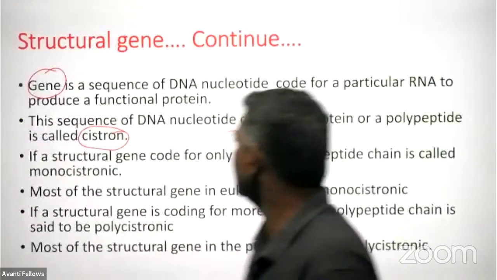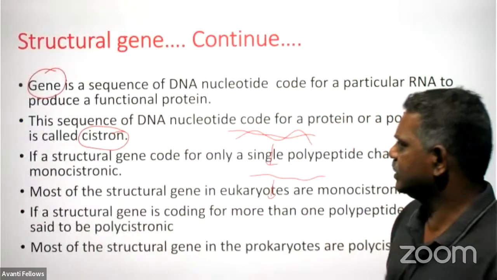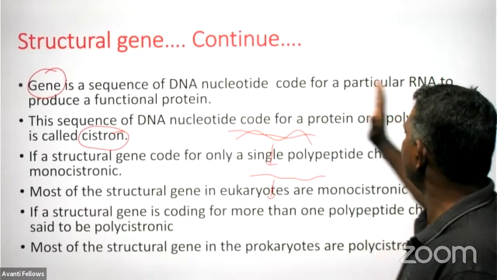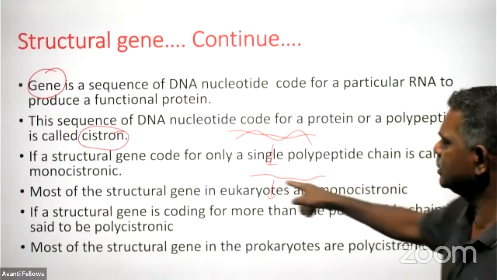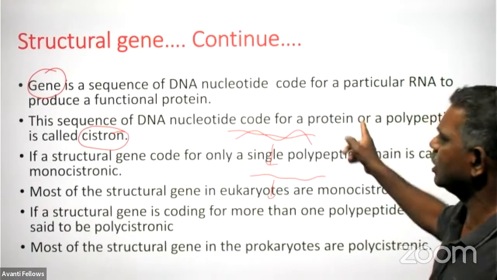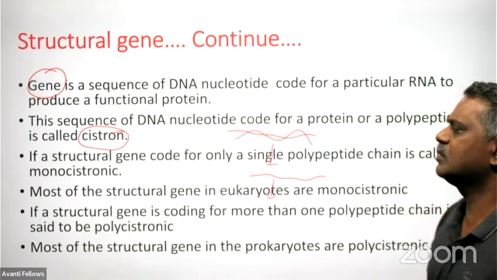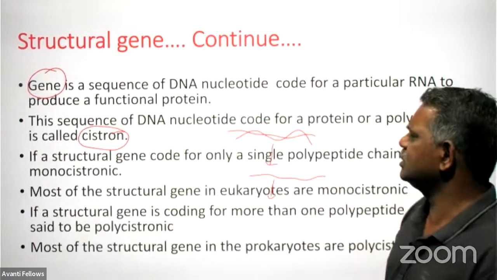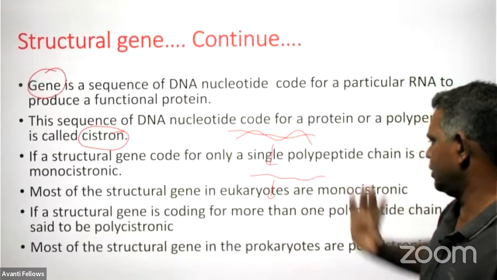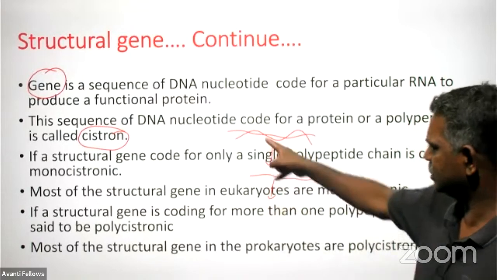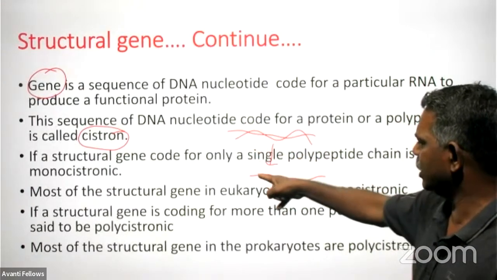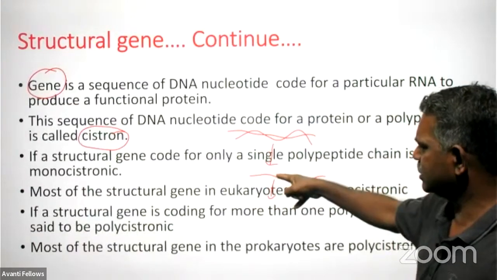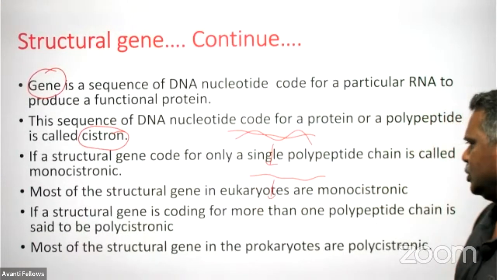And this is called the cistron. This is the sequence of nitrogenous bases present in the DNA for a particular polypeptide chain. This RNA is for a particular polypeptide chain, and we call it the cistron. And sometimes one structural gene codes for one polypeptide chain. One structural gene codes for only one polypeptide, and it produces an RNA, and this RNA produces only one polypeptide chain.